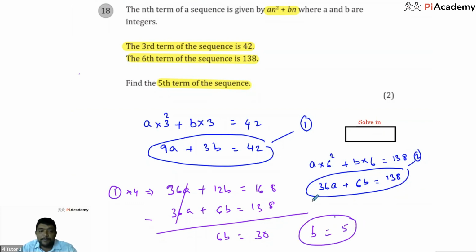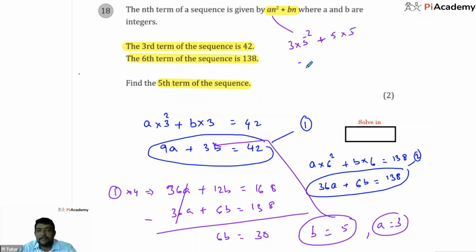So take this B and plug it into this equation. So you get A is equal to 3. So you know A and B. So the fifth term would be 3 times 5 squared plus 5 times 5. That is 25 times 3, 75, plus 25, which is 100. Right? Make sense, guys? Yes, sir.